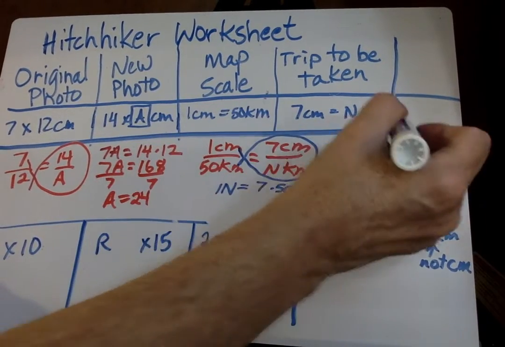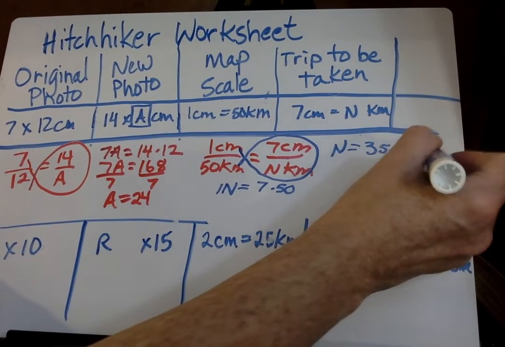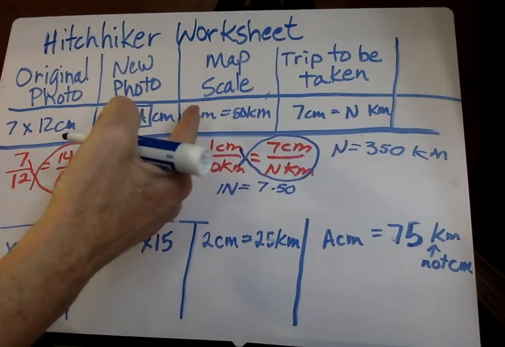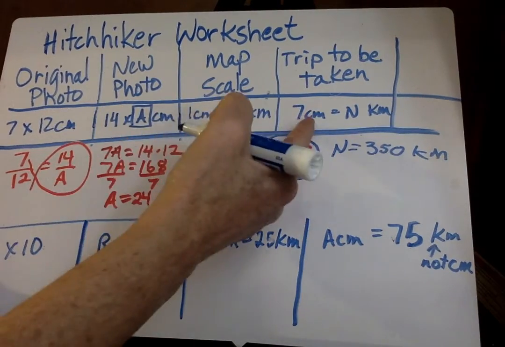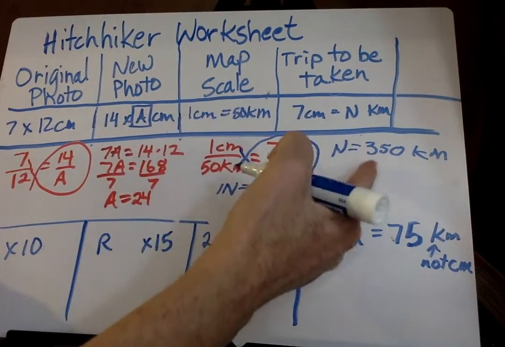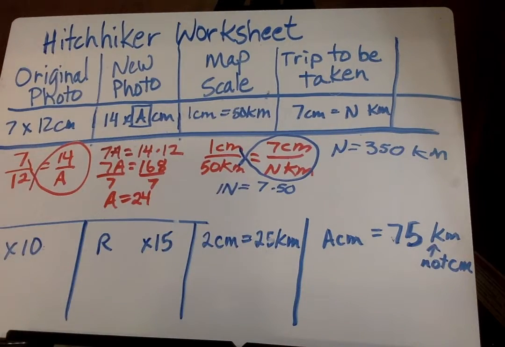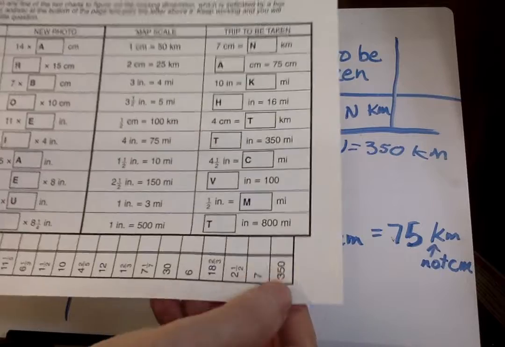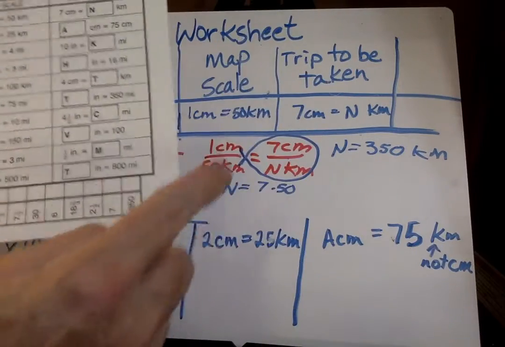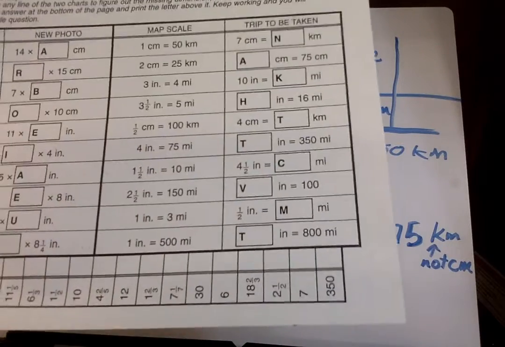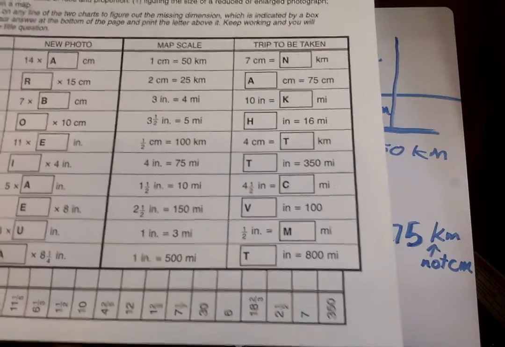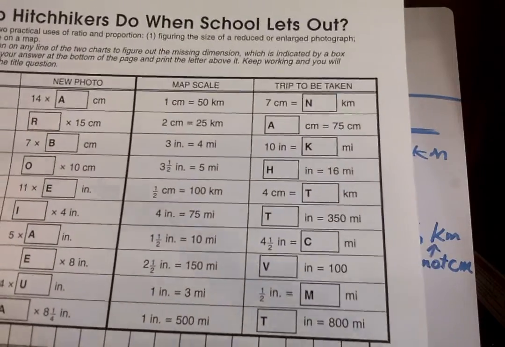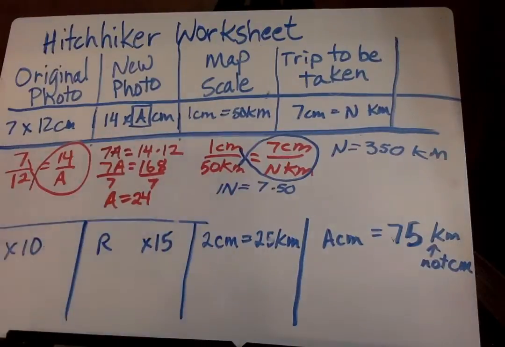And we say, does that make sense? And yes, 1 centimeter, 7 centimeters. 1 times 7, 50 times 7, 350. So then we look down at the bottom. And here's our 350, and we put the letter N right there at 350. Okay, now I can go ahead and do R here for you.